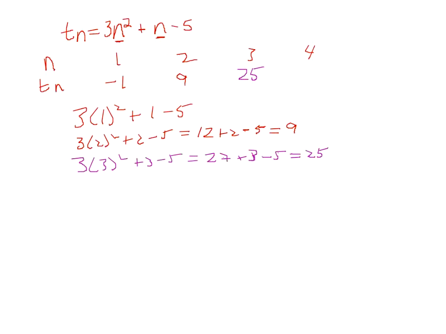So I'm just developing the pattern here, and if I look at finding the fourth term, what I have here is 16, that's 4 squared, times 3 is 48, plus 4 minus 5 gives you 47. So here's the pattern. Let's see what the common ratio is, or common difference is. So I'll just rewrite this pattern.